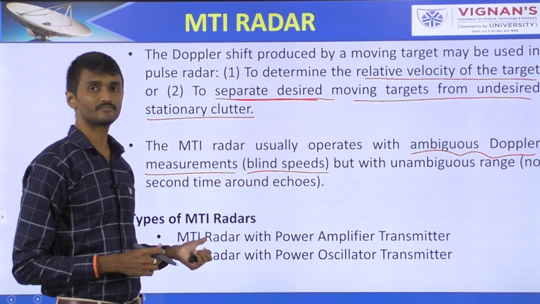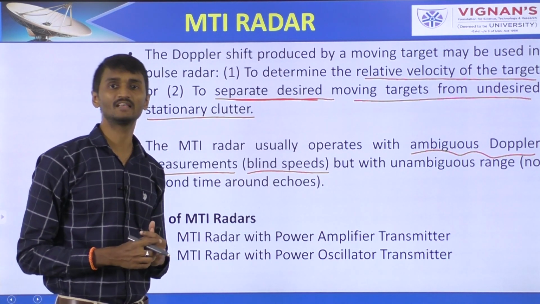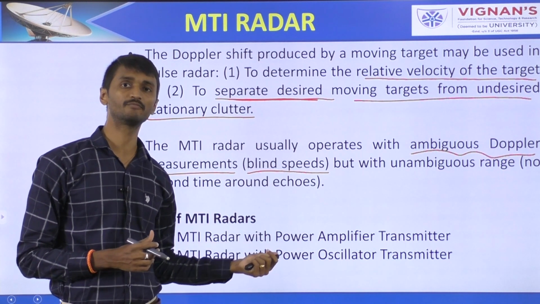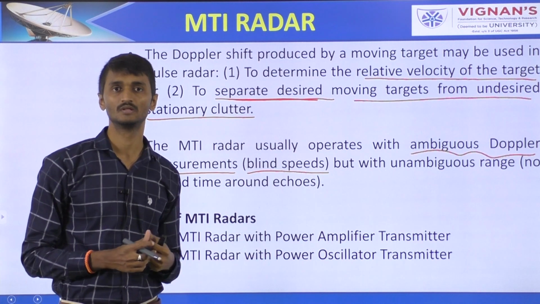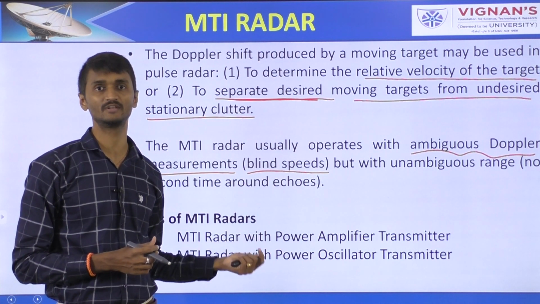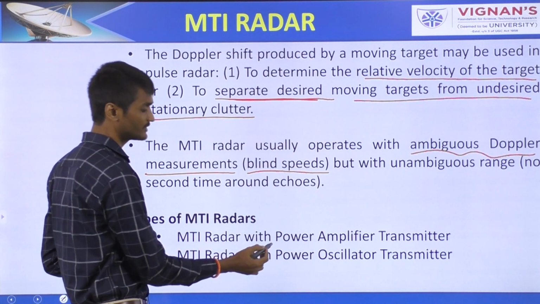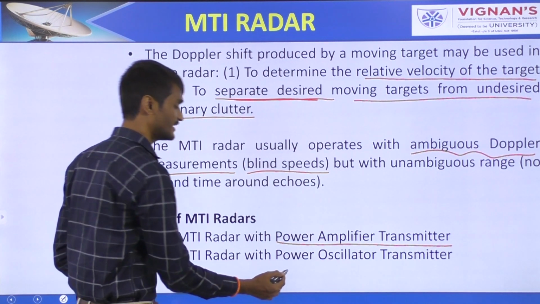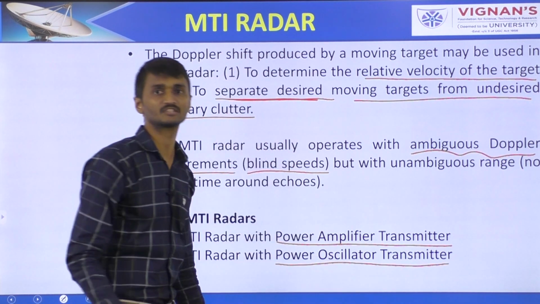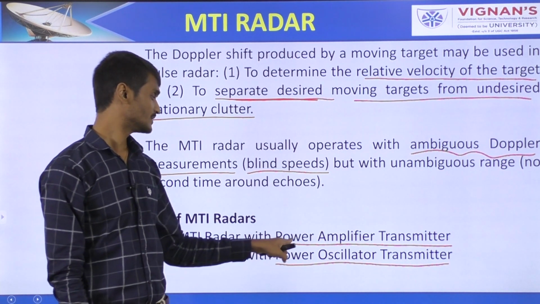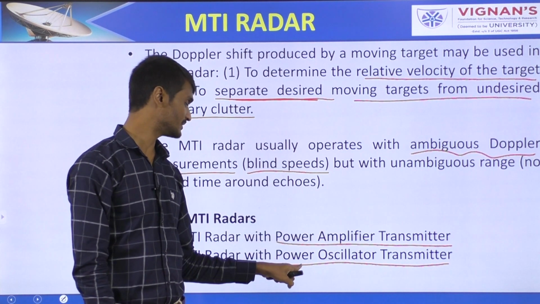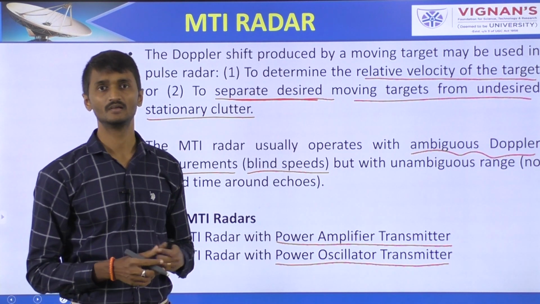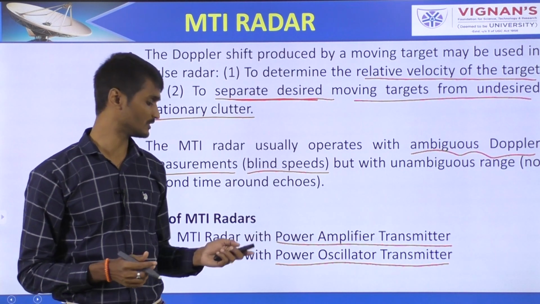So coming to the types of MTI radars, we can classify the MTI radars into the following two types based on the type of the transmitter that has been used. Here it is MTI radar with power amplifier transmitter, and the next one will be MTI radar with power oscillator transmitter. So now let us discuss these two MTI radars one by one.